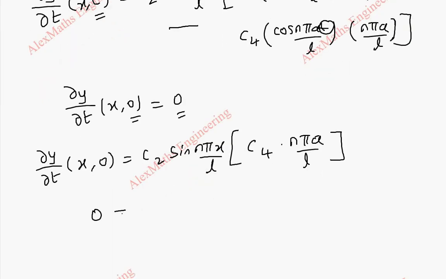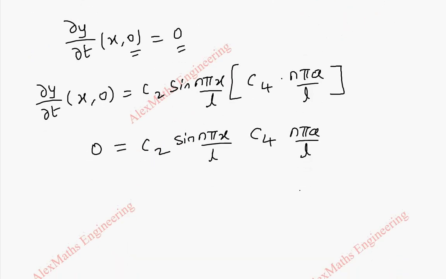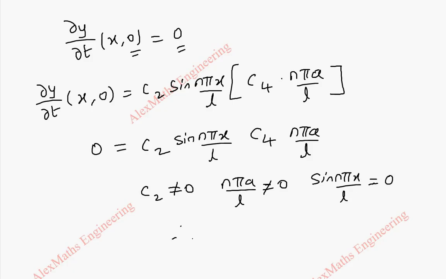So 0 equals c2 sin n pi x by L into c4 into n pi a by L. Now we already discussed c2 cannot be 0, and n pi a by L is a constant that cannot be 0, and sin n pi x by L cannot be 0 because it exists for all the values of x. Therefore the only option is c4 must be 0.